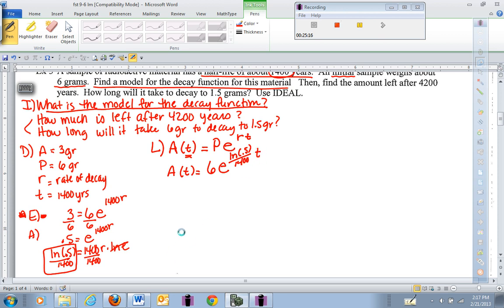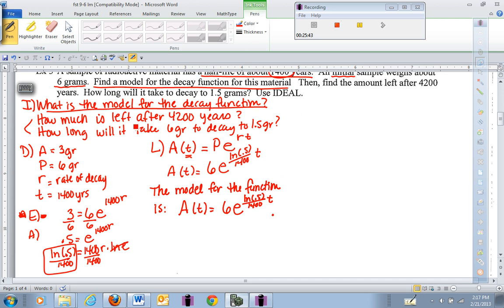So we could say the model for the function is the amount left at any time t is 6e to the natural log of 0.5 divided by 1400 times t. So there's my model. That's how I want to model that.